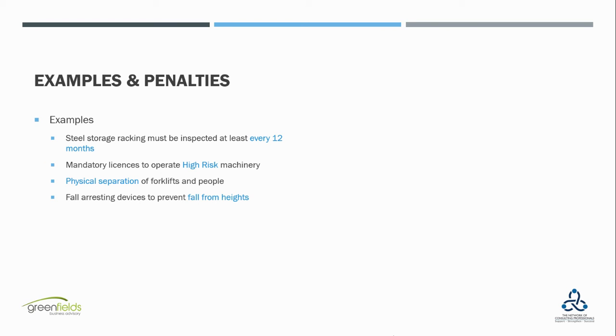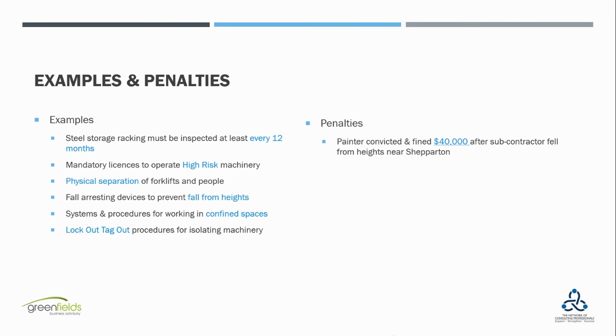Fall arresting devices to prevent fall from heights. You need to have systems and procedures for working in confined spaces. You need to have lockout and tagout procedures for isolating machinery. An example is when a maintenance worker is operating on a machine or maintaining it so that the operator doesn't switch it on inadvertently. Some examples of penalties.